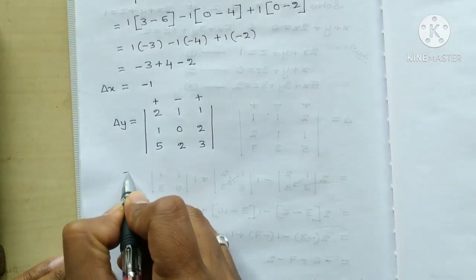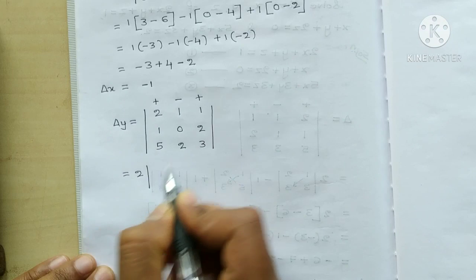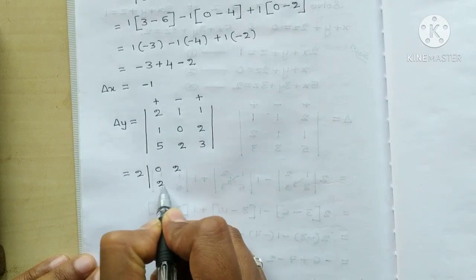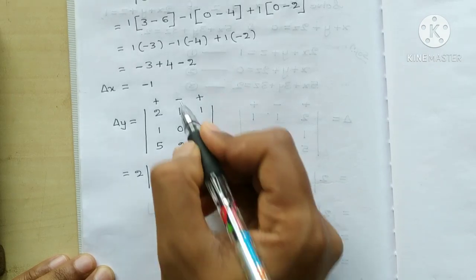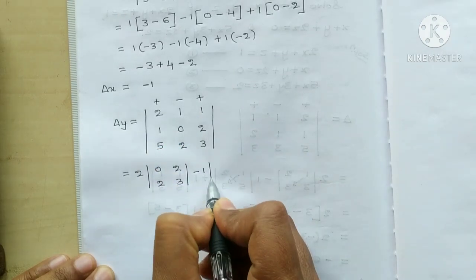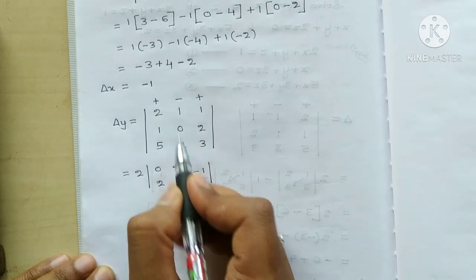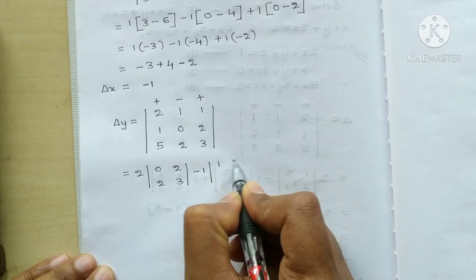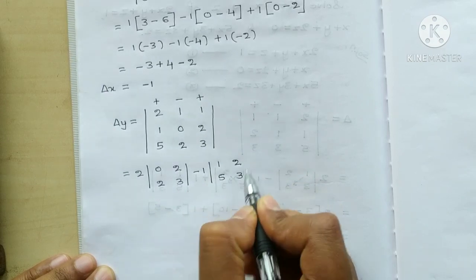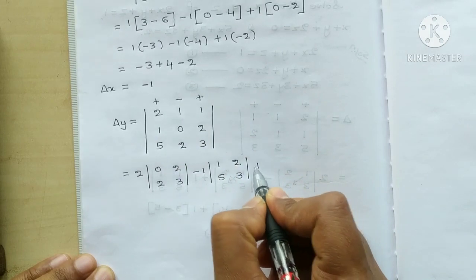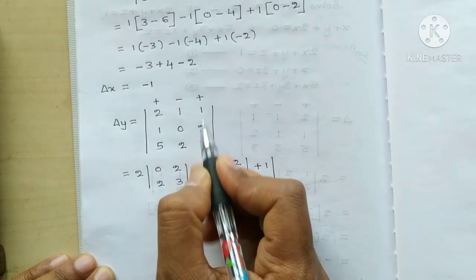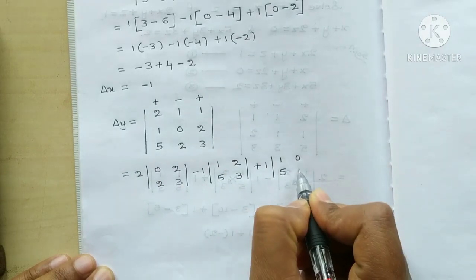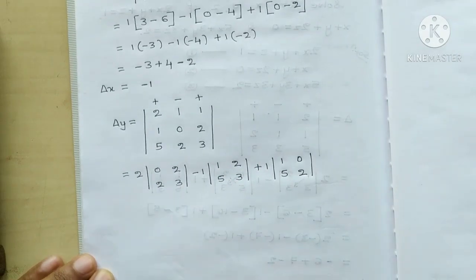Again first element is 2. So delete that column, that row: 0, 2, 2, 3. Next, minus 1 into, delete that column, that row: 1, 2, 5, 3. Next, plus 1 into, delete that column, that row: 1, 0, 5, 2.